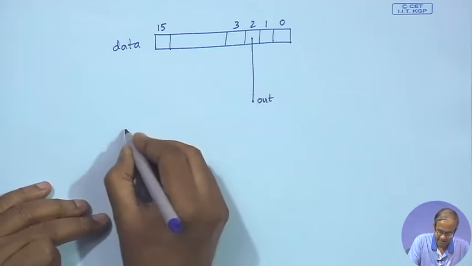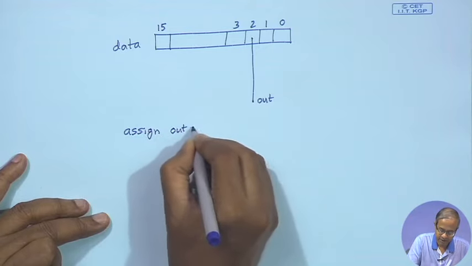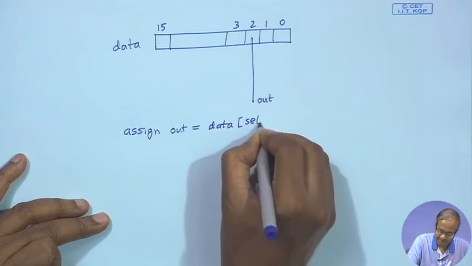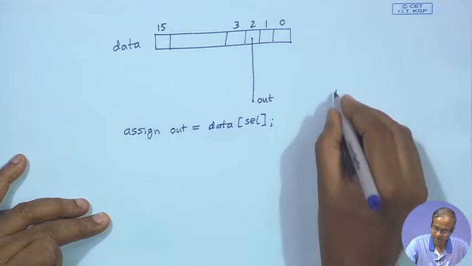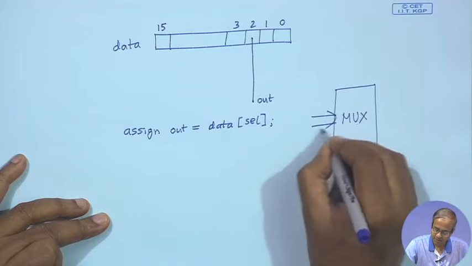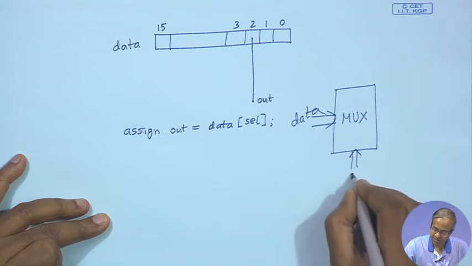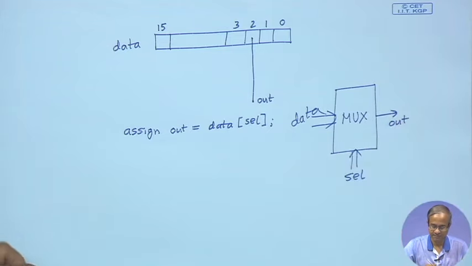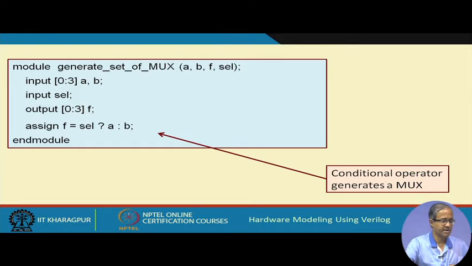But if I write, as in the previous example, assign out equal to data with a variable select here, I do not know which bit I want. So, here you need to synthesize or generate a multiplexer, where the input will be your data, these will be your select lines, and on the output side you will get the output bit out. Okay, so let us take another example.